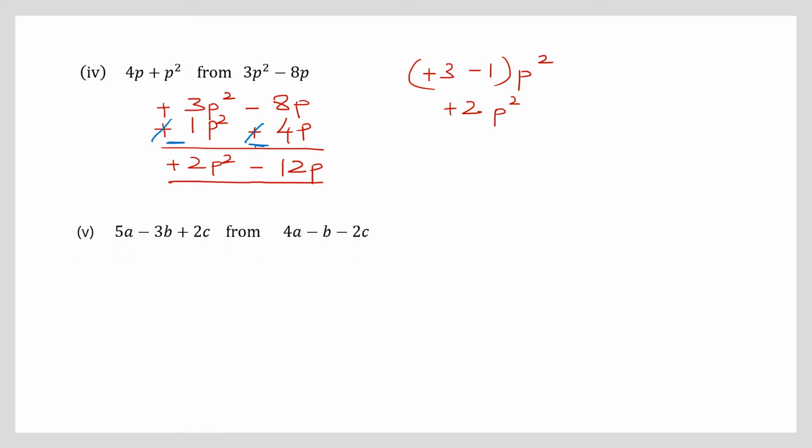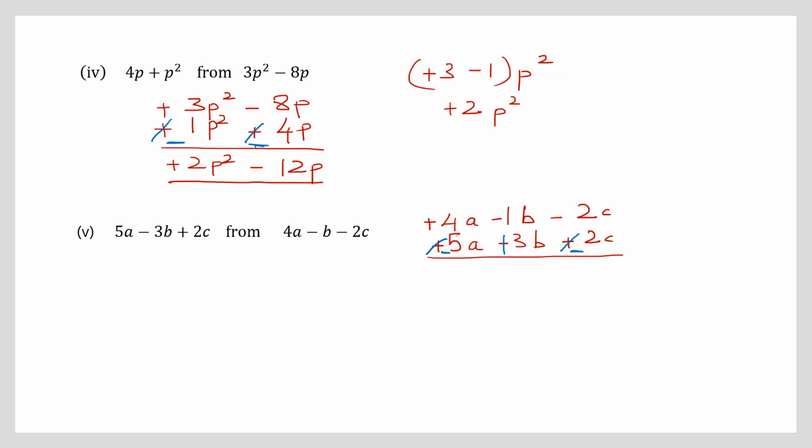Next one, 4a. Okay, let's write the first term here. 4a minus b minus 2c. Below this, let's write 5a minus 3b plus 2c. Okay, whatever is missing, we can write 1 there. And now let's change the sign. So here the signs are already plus. Now we need to change it. So this becomes minus. The next one becomes plus and this becomes minus.